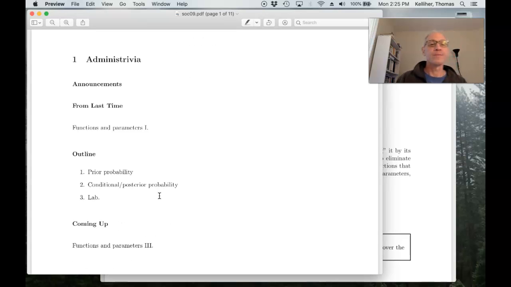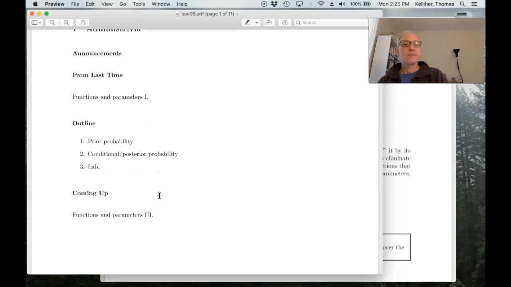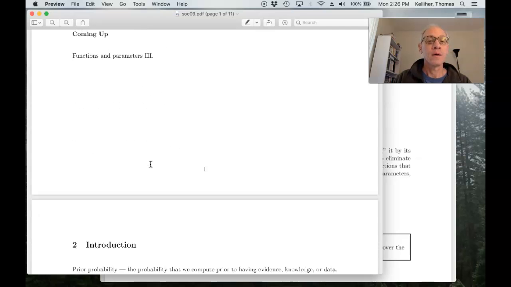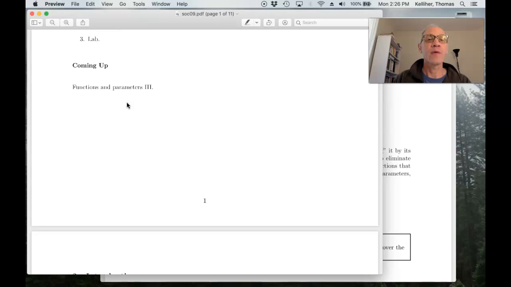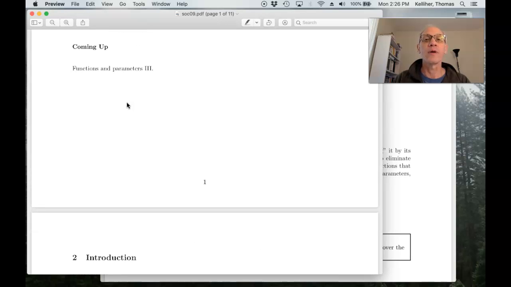Okay, Lab 9. In this lab, we're learning more about probabilities. So we'll see there are prior probabilities and conditional or posterior probabilities. And we have one more lab with function parameters coming up. It's an important concept.